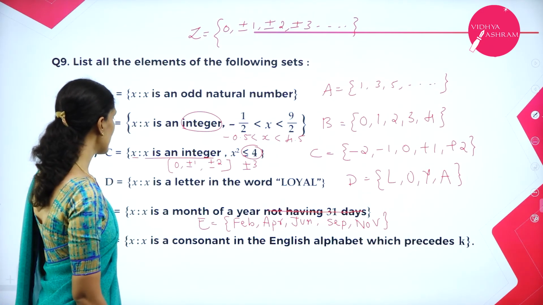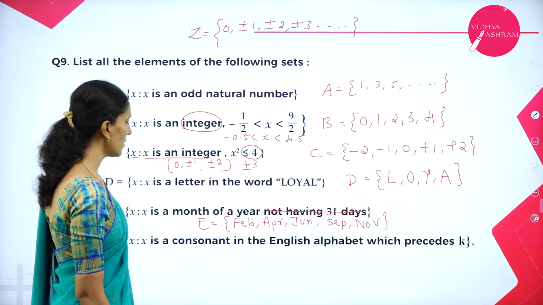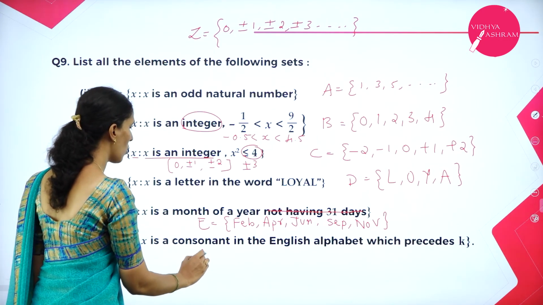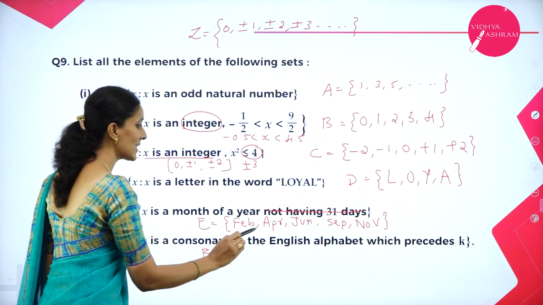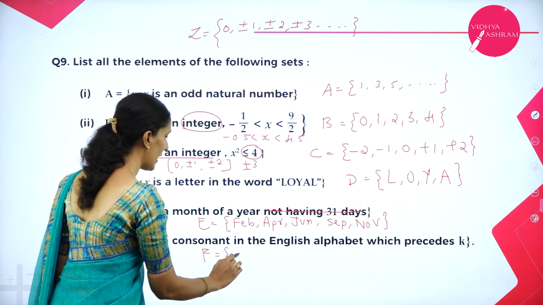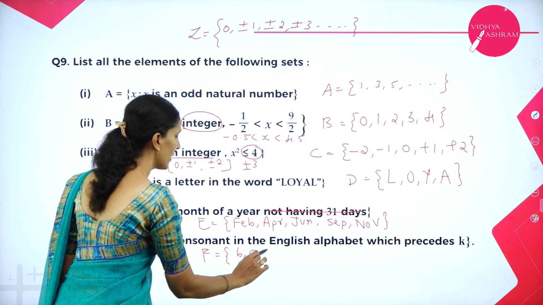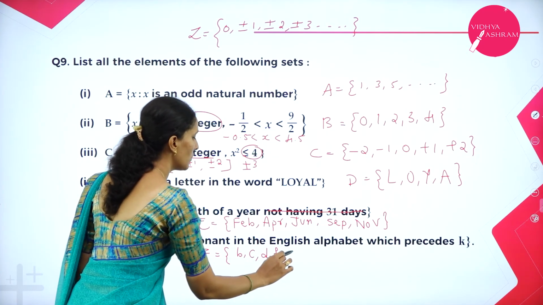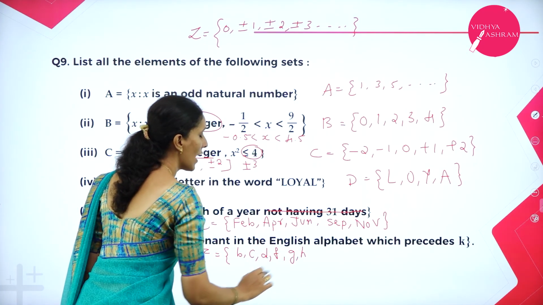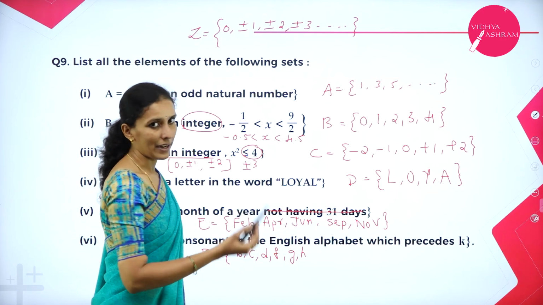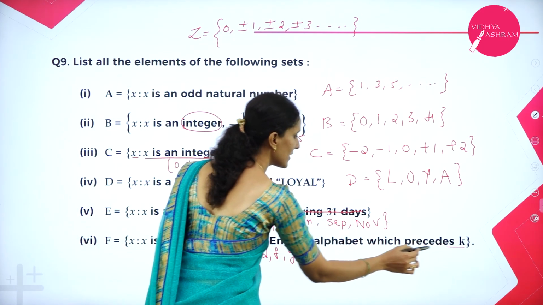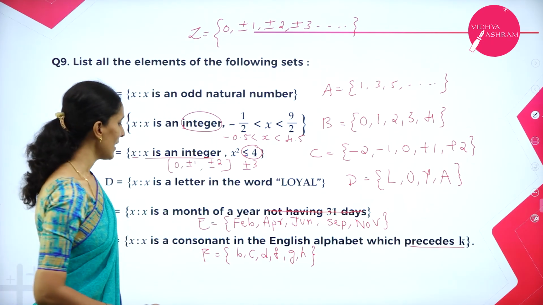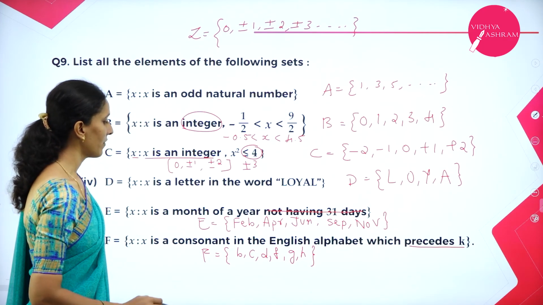Next, x is a consonant in the English alphabet which precedes K. We are supposed to write only the consonants which precede K. So I cannot write A, B, C, D, E, no. F, G, H, I cannot write, K I cannot write, because they clearly said it precedes K. So therefore, the only consonants which precede K are B, C, D, F, G, H.